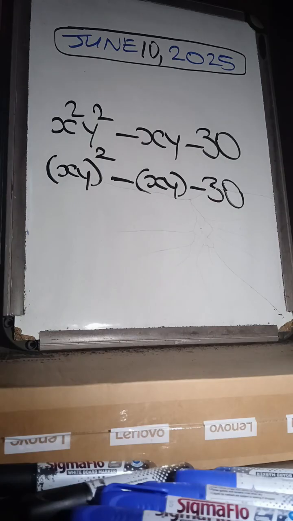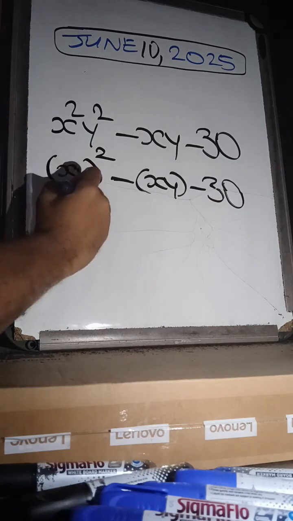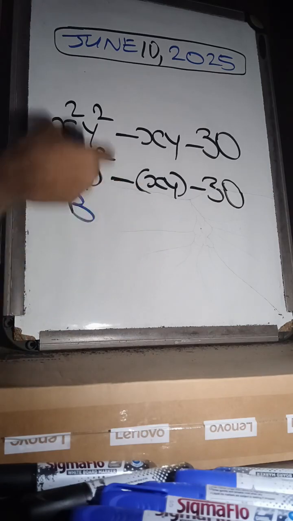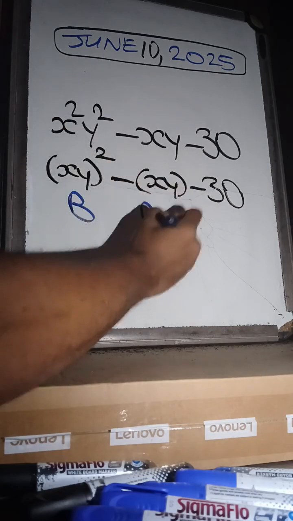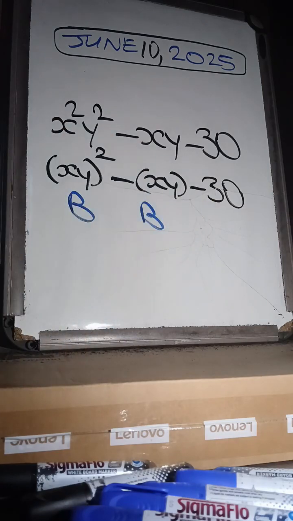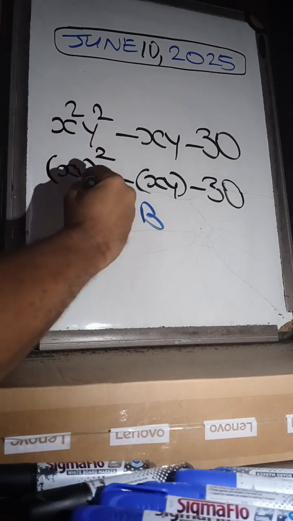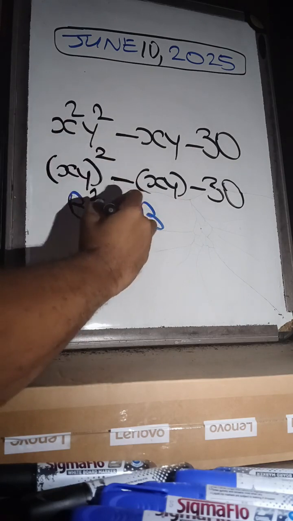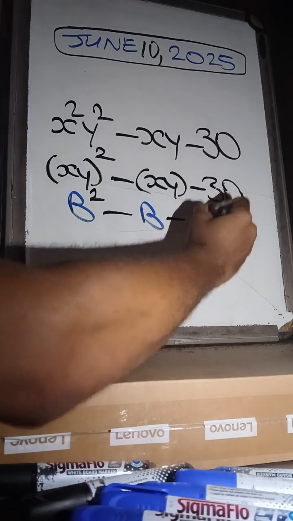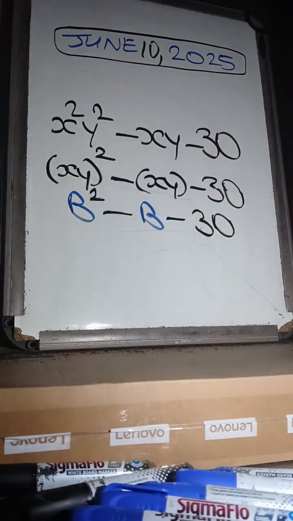And then furthermore, what if I decided to replace that with a letter? So instead of it being xy squared, it becomes b squared minus b minus 30.